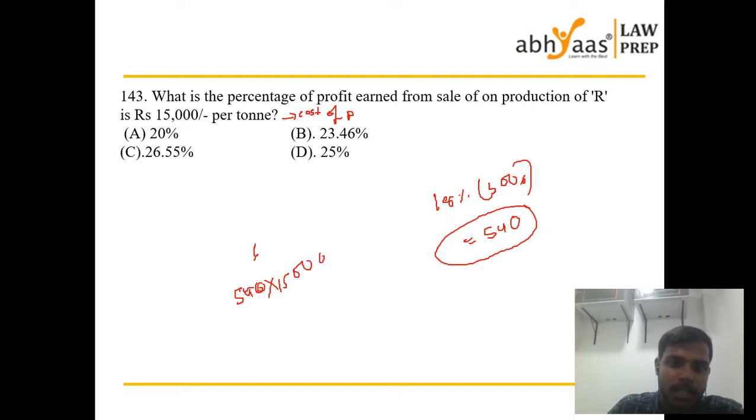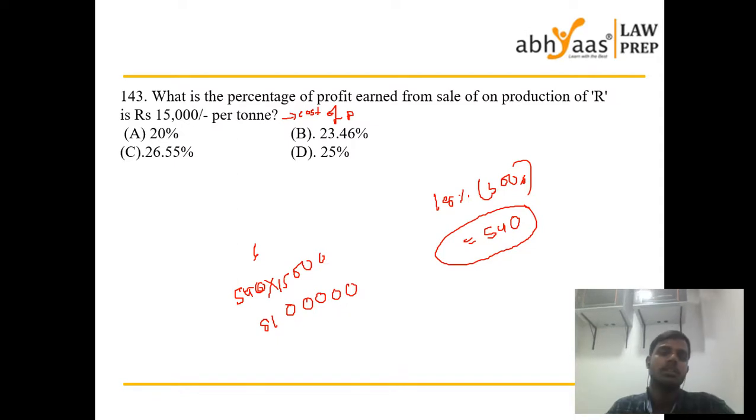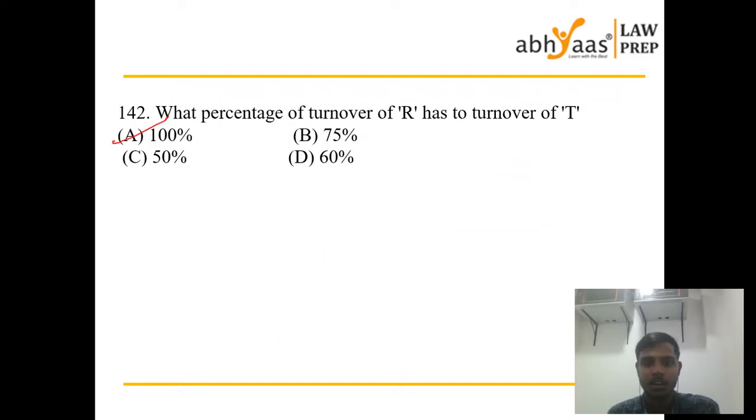15 4 is 60. 15 5 is 75 plus 6. And these 3 zeros. 1, 2, 3, 4. So the total production cost of R is this much. And what is the percentage profit earned from R?